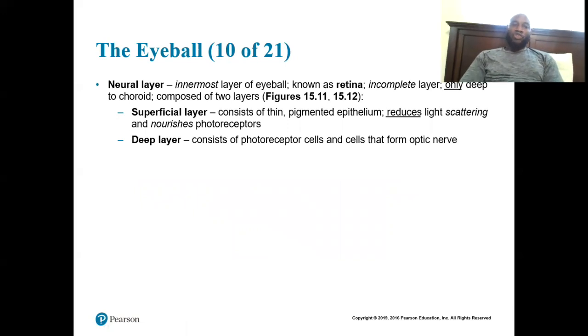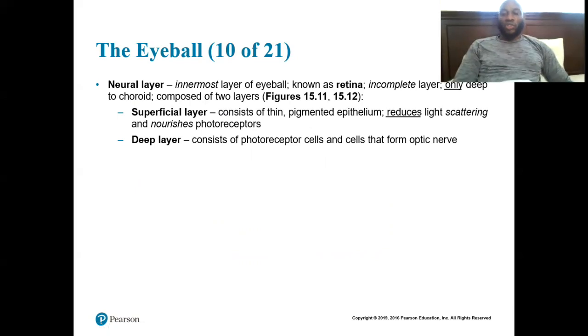Then we go into our neural layer, innermost layer of the eyeball, known as the retina. Incomplete layer, only deep to the choroid, composed of two layers. We have the superficial layer, thin pigmented epithelium, reduces light scattering, nourishes photoreceptors. And then we have a deep layer, which is your photoreceptor cells and cells that form the optic nerve. That's going to go to the brain.